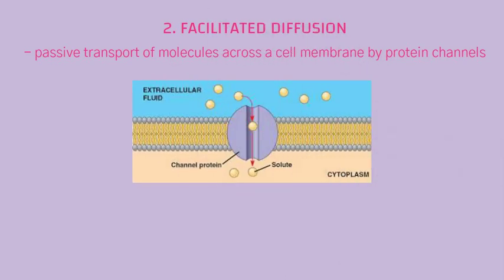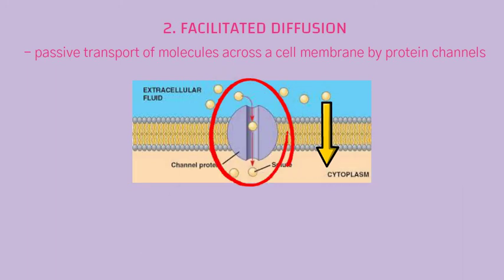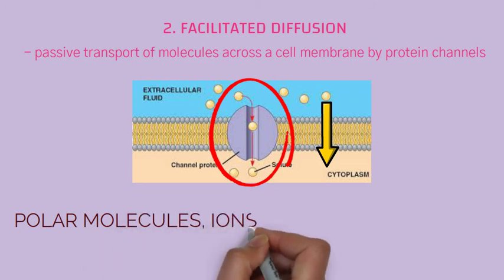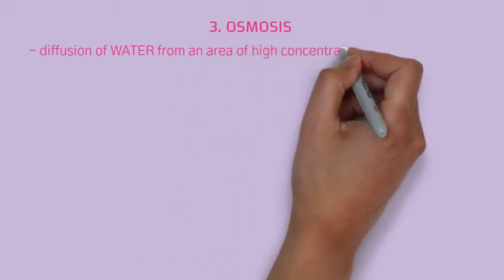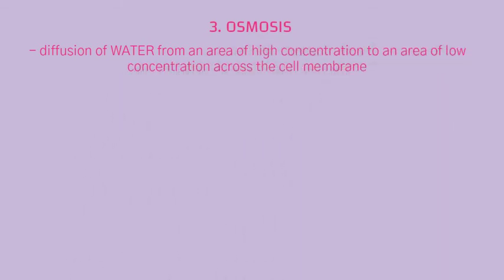The arrow on the right shows molecules traveling by simple diffusion, while the red circle represents facilitated diffusion. While simple diffusion involves hydrophobic molecules, facilitated diffusion involves polar molecules, ions, amino acids, and sugars. The last type of passive transport is osmosis. Osmosis is the diffusion of water from a high concentration to an area of low concentration across the cell membrane. Osmosis is like simple diffusion, but it involves only water.